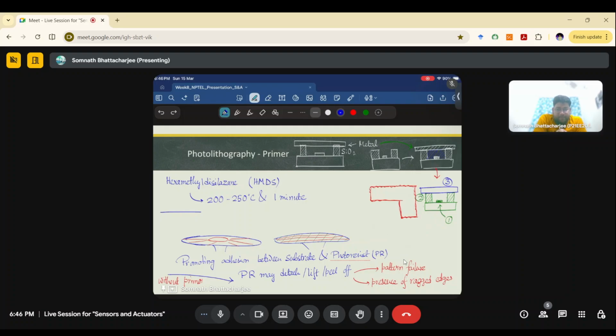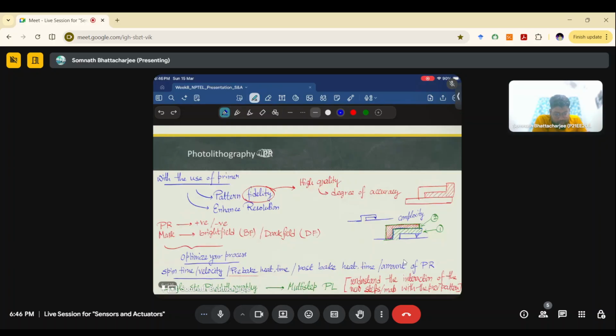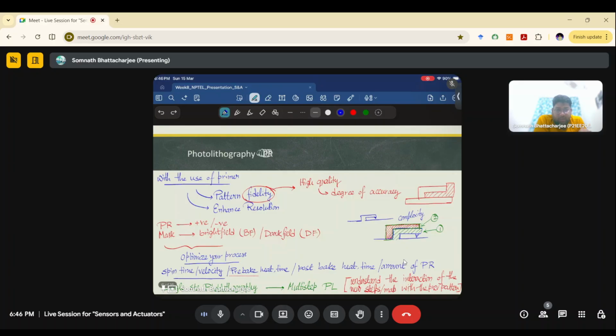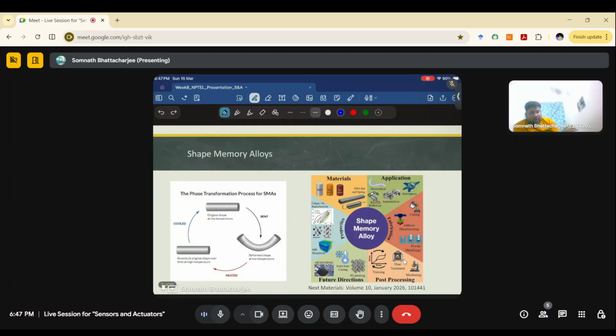Is it clear? Yes, sir. Thank you, sir. Yeah, sure. So now if anybody has any questions, you can ask me. Otherwise we'll move to shape memory alloys. Or you can ask me after the class as well, after our question and answers and everything.